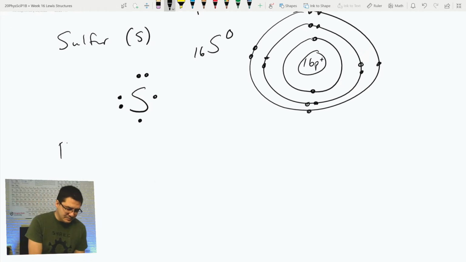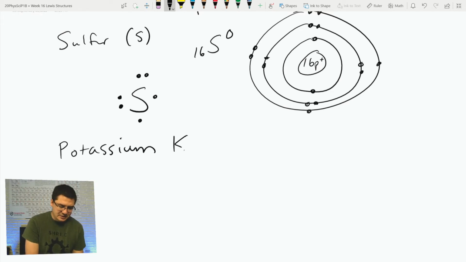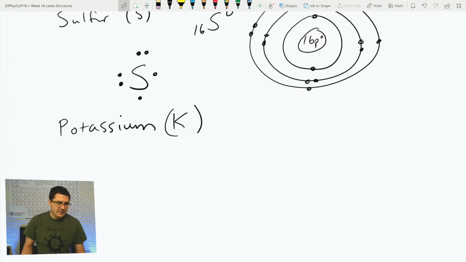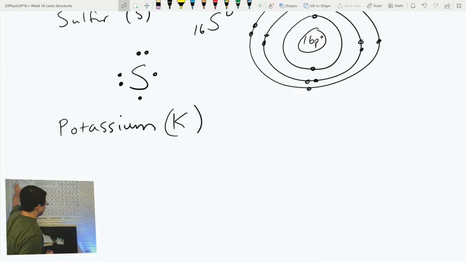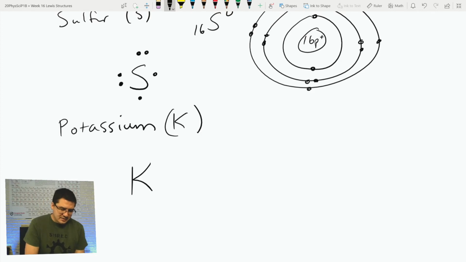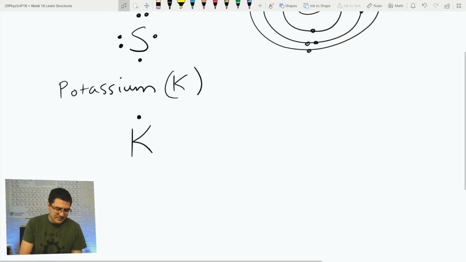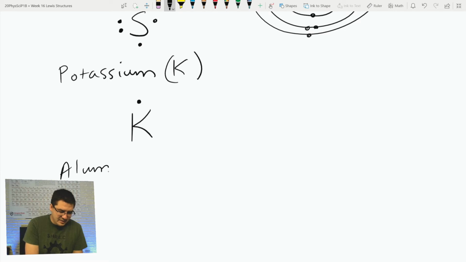Potassium is a metal, so it's going to have a lot fewer valence electrons. On my periodic table, potassium is in that first column, known as group 1A, so I just put a single dot. That doesn't mean it only has 1 electron. It just has 1 in its outermost shell. Potassium really has 19 electrons. It has more electrons than sulfur, but in its valence shell, it has just 1. So we draw it that way. Okay, aluminum, and then we'll make a compound.